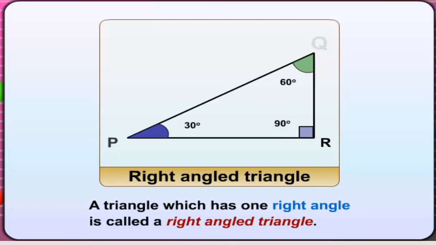Similarly, the triangle PQR has one right angle. So, the triangle PQR is also a right-angled triangle.